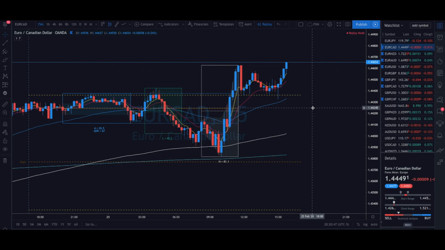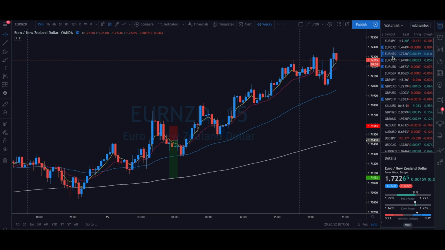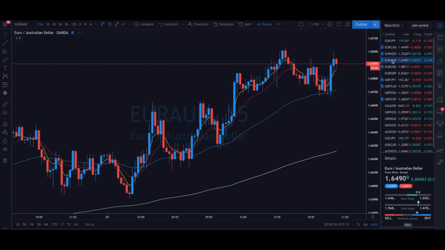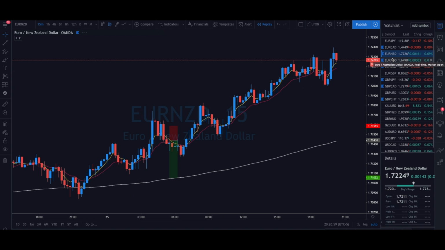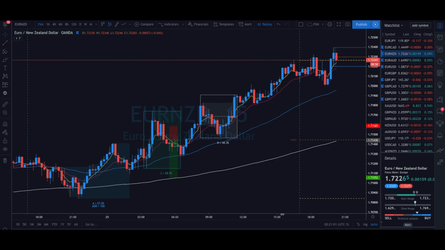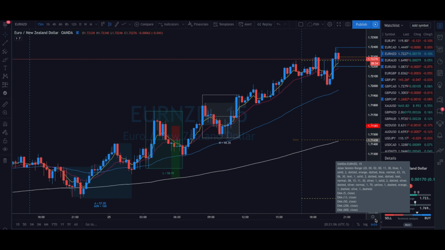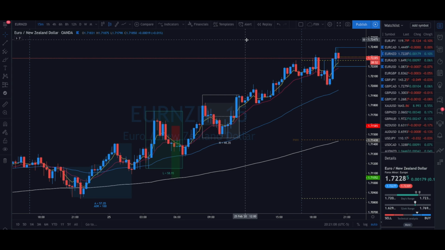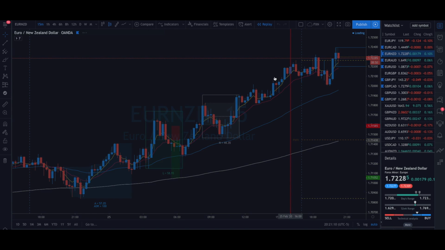All right, so that was the first trade. The other two trades that we're going to talk about are Euro NZD and Euro AUD. Pretty much same thing, very similar on these two pairs. If you didn't know, they run regularly together, meaning that they make pretty identical moves all the time.